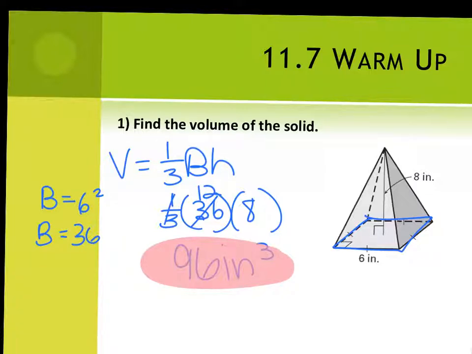Okay, so there's 4 shapes on your quiz, and each one's going to ask for lateral area, total area, and volume, so you can kind of get an idea. Okay, one prism, one pyramid, one cone, one cylinder.